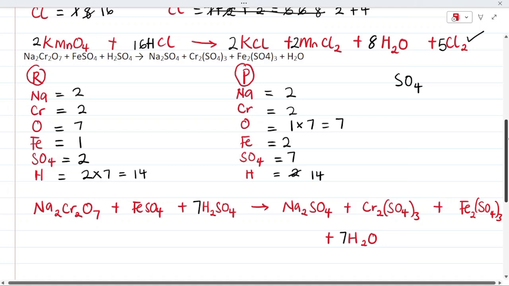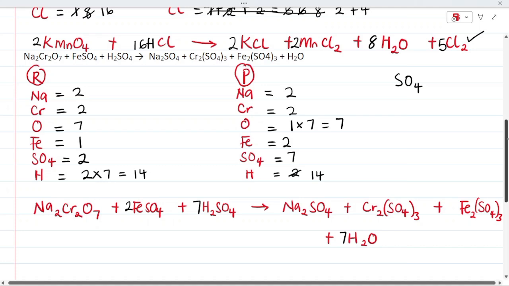Iron is 1 on the reactant side and 2 on the product side. We can do that now, however, let's try to be a little proactive in this case. Now let's look at it. If I make iron 2 over here, my sulfate becomes 2 here. Let's just do it for, let's say, doing sake. We have 2 here. 2 plus 7 is 9.